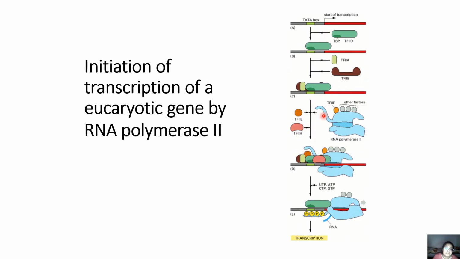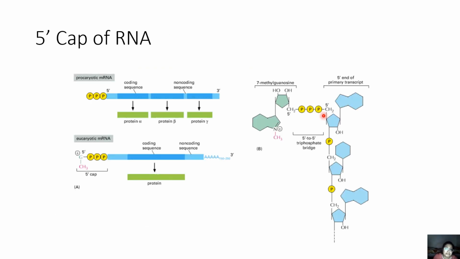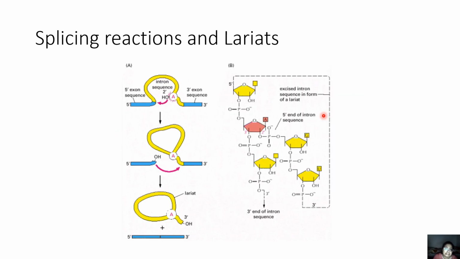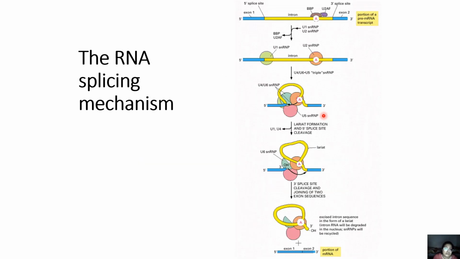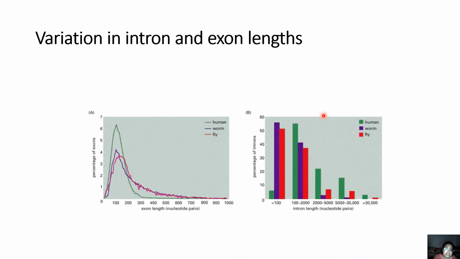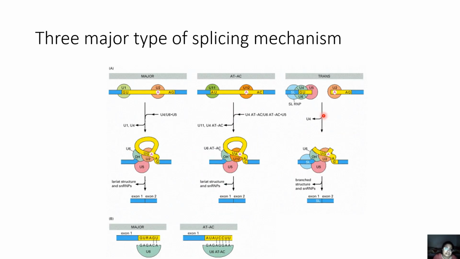No need to go into too much detail. We have already discussed the 5' cap, poly A tail, splicing, editing, and coupling with elongation. You see the 5' 7-methyl guanosine, splicing reactions and lariats, and RNA splicing. We discussed the RNA splicing mechanism, splicing errors, additional factors for correct splicing site recognition, the RNA factory concept, exon definition hypothesis, and so on.